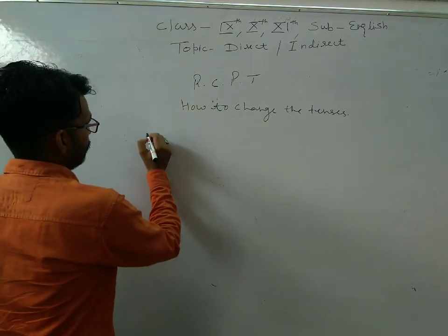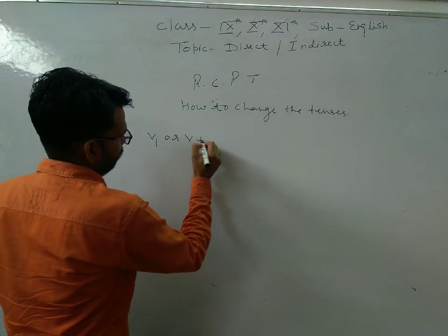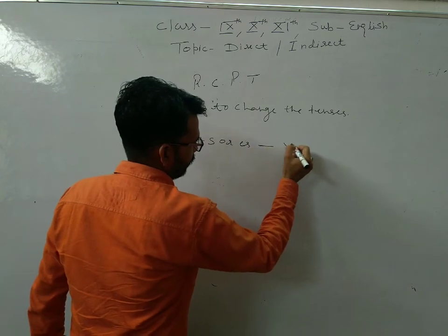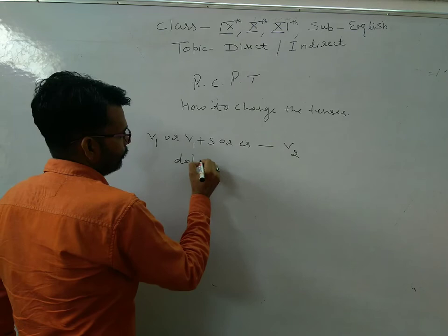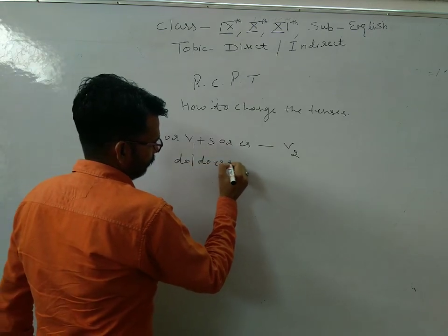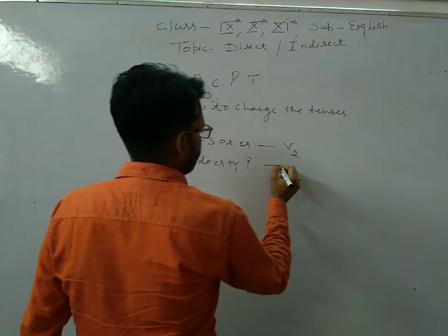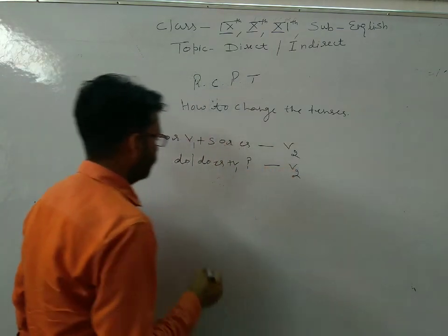If there is first form, or first form plus s or es, it will change into the second form of the verb. If there is do or does plus first form and also the sign of interrogation, then the first form will change into the second form.